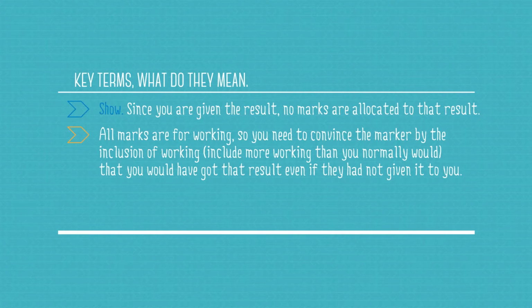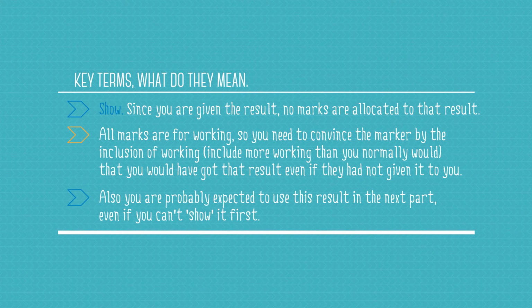And they get to the end and think, I'm supposed to show this result and I can't get to it. That's fine. You haven't earned the marks for that part, but the examiners have set the question up so that you can take that result and use it somewhere else. You would be expected to use that somewhere else.